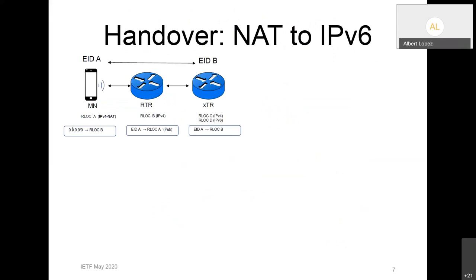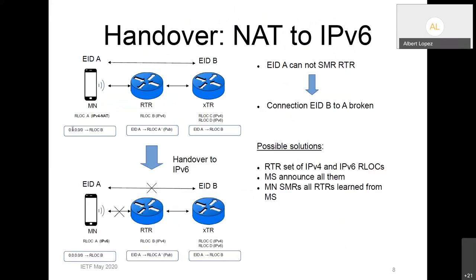Another scenario I would like to notice is when a device does a handover from NAT to IPv6. Here we have this scenario where the EID-A, which is behind NAT, has established a connection with EID-B. Now the EID-A handovers to an IPv6 address, but as we don't know any IPv6 address of the RTR, we cannot update its mapping, with the consequent loss of all connections previously established until their cache expires.